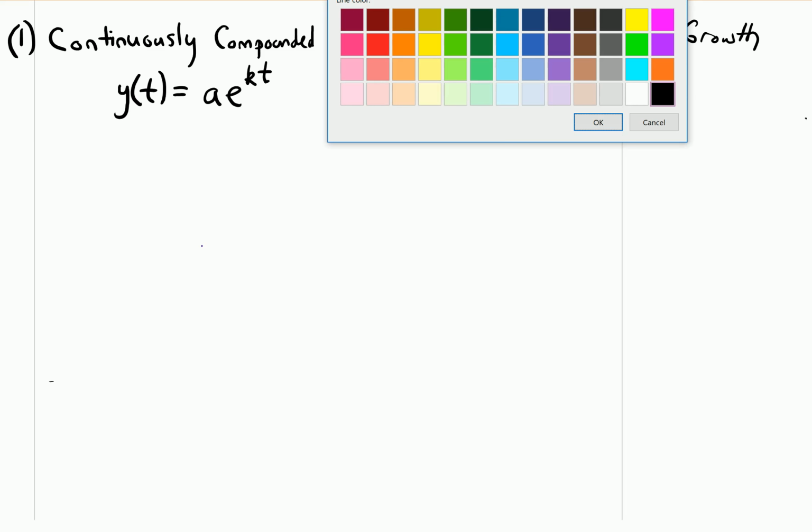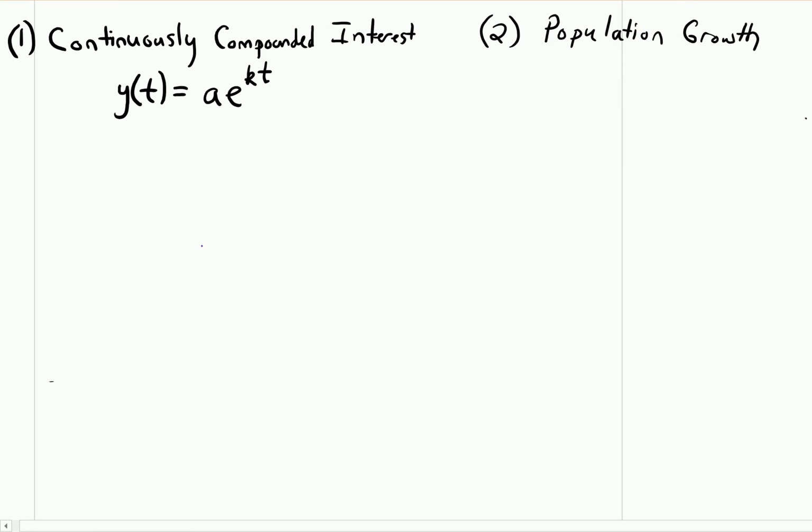So now what I want to do is explain what each of these terms represents. Okay. All right, so a, this constant out in front, represents the initial deposit when I'm talking about continuously compounded interest. This is the initial deposit. Okay. K, which is another constant that's in the exponent, that's the interest rate. So this is the interest rate, and in all the examples that we'll see, it'll be the interest rate per year. So I'm going to write per year here.